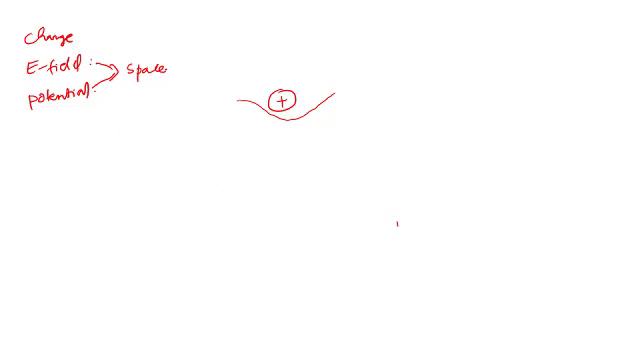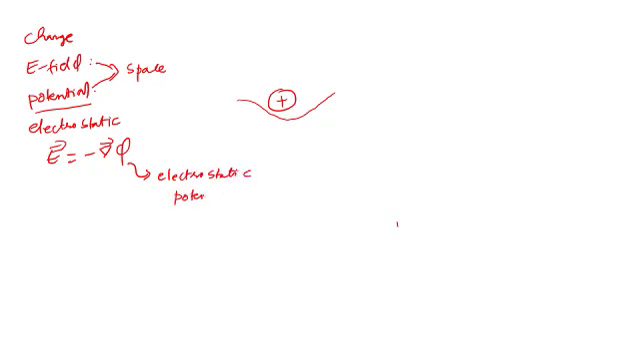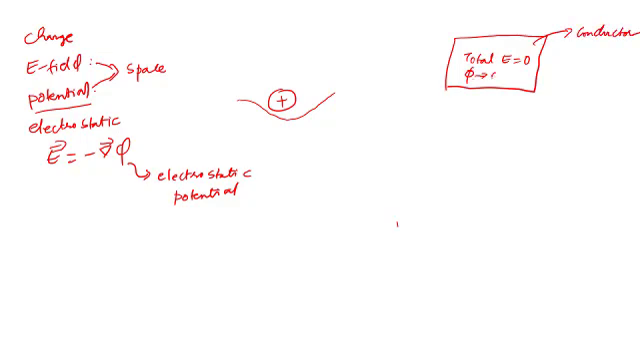So it is the space that is affected by the charge, and the E field is a property of the space, and so is the potential. This is again electrostatic potential, which is essentially a further specification of the electric field. The way we define the E field is E = -∇φ, where φ is the electrostatic potential. If you have a conductor, inside a conductor the total electric field is 0, right? Total E is equal to 0 inside a conductor. So for this conductor, φ would be constant.